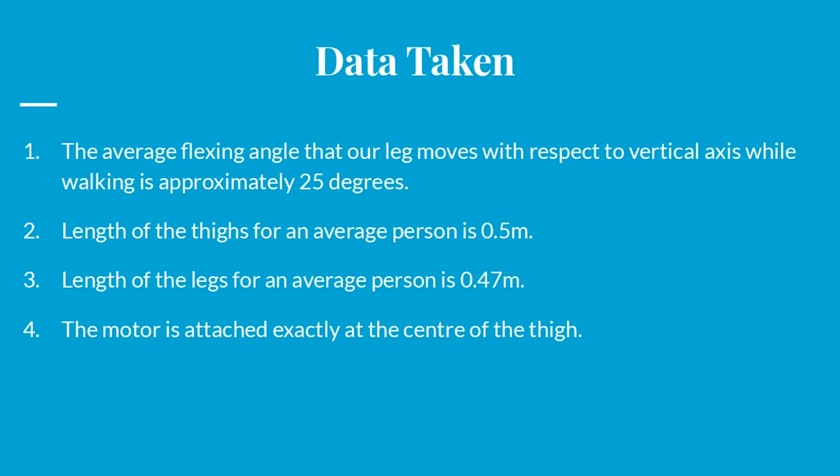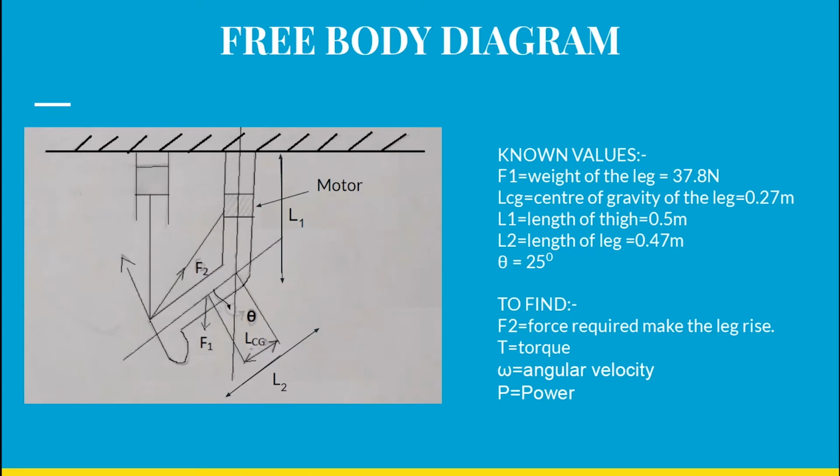The length of the thigh for an average person is 0.5 meters. The length of the leg for an average person is 0.47 meters. And the motor that we are using to lift up the leg is placed exactly at the center of the thigh. So the next is the free body diagram.